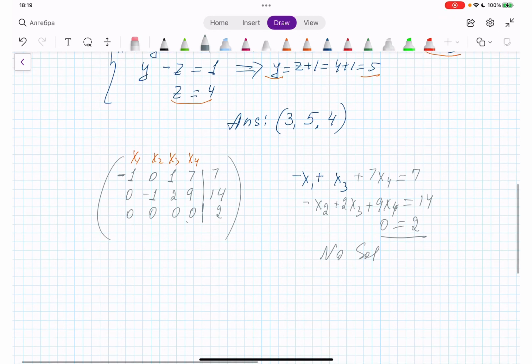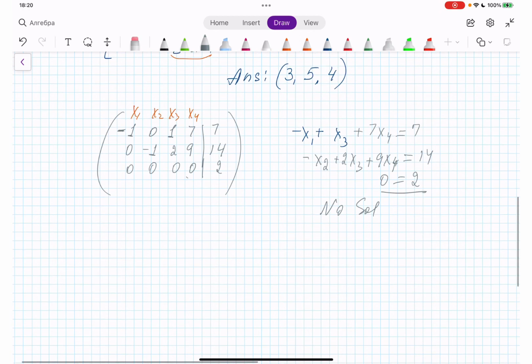Accordingly, to get many solutions, you would get 0 is equal to 0, right? That would be many solutions. Okay, that's all. This is only the method of Gauss. There is also the Gauss-Jordan method, so don't get confused. It's a little bit modified method, Gauss-Jordan. This one is purely the method of Gauss.